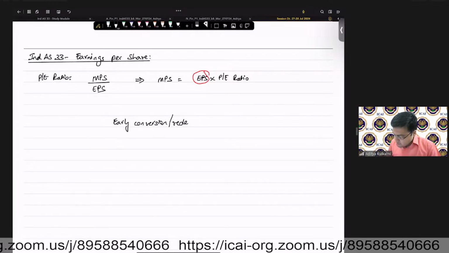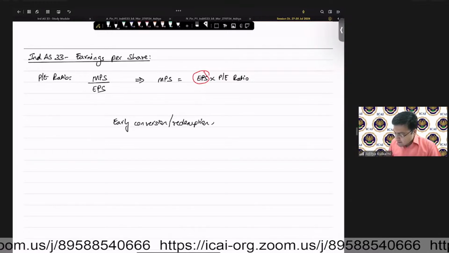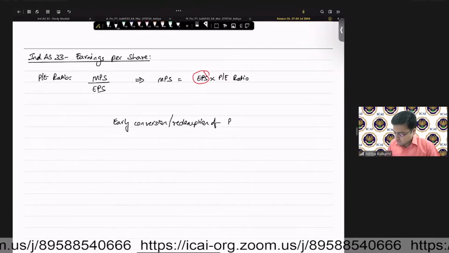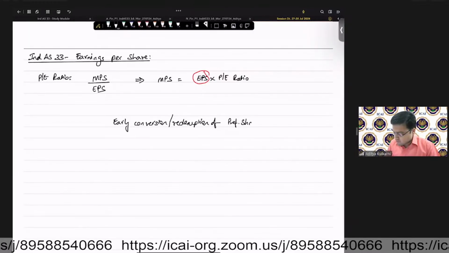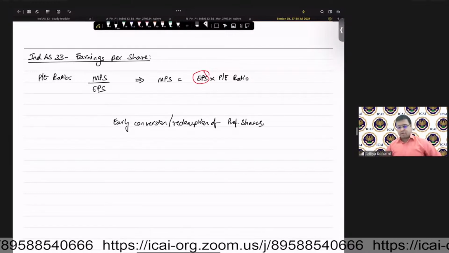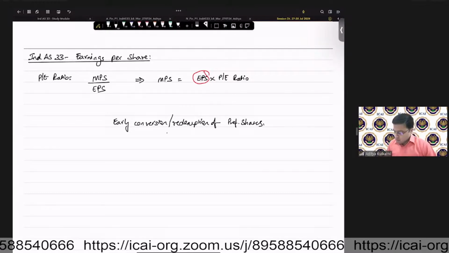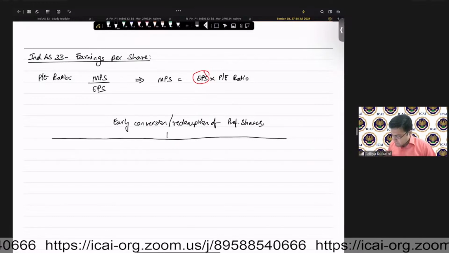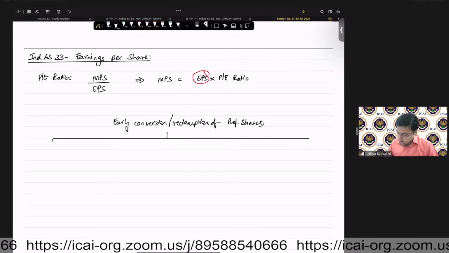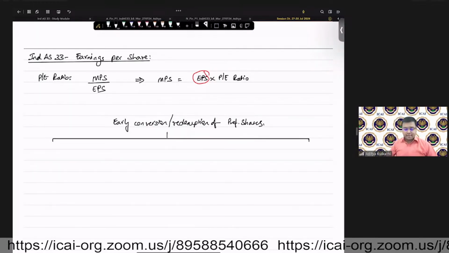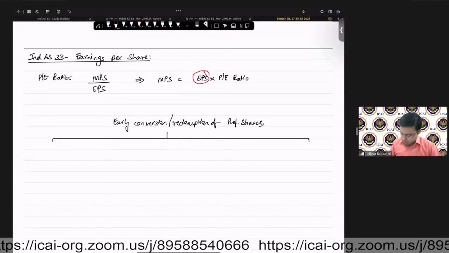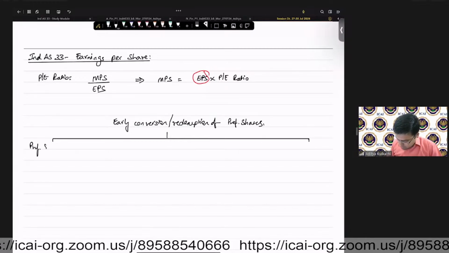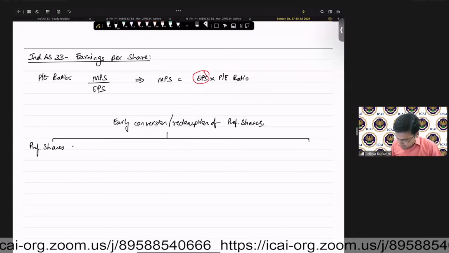Early conversion, redemption of preference shares. There are two situations that can arise in this regard. Now, preference shares.